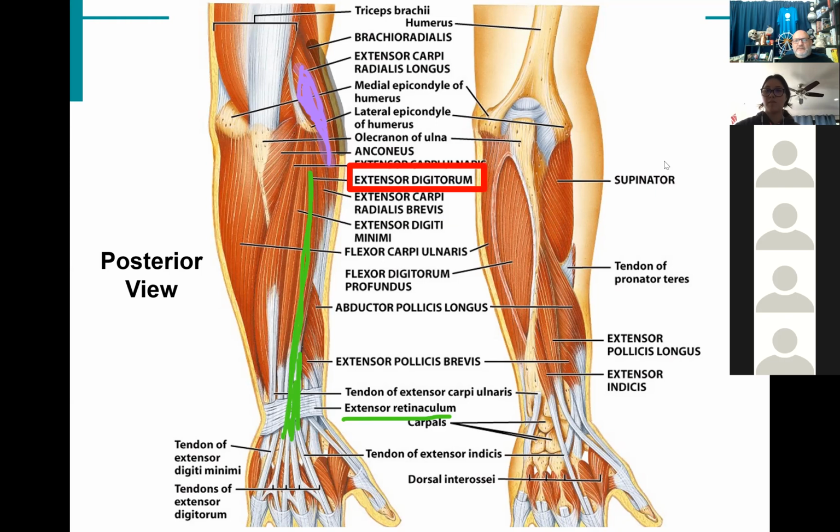Extensor digitorum. Exactly. Notice next to it is the muscle that goes to the pinky, the mini-me, but we don't care about the mini-me. Instead, what we care about is the muscle right next to it. And the muscle right next to it, again, with its tendon going to the backside of the pinky, is the extensor carpi ulnaris.